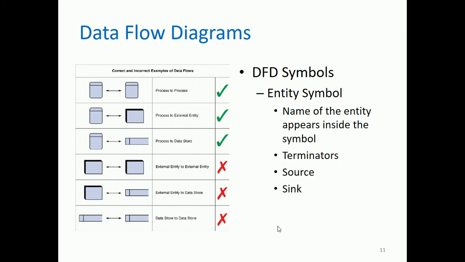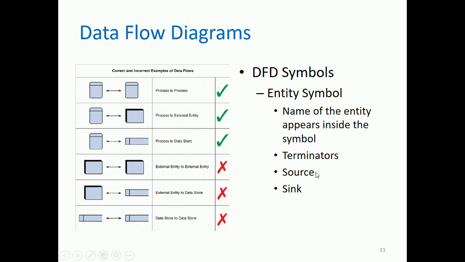Okay, we have the entity symbol. The name of the entity appears inside the symbol. So entity symbols are nouns. Okay, there are so-called terminators because sometimes they are the last receivers of information. Then it is already the end. Example, you are the customer, and if you already finished the process of, for example, paying, and then you accepted the receipt, so that's the end of the whole logical model process, and then you are the terminator.